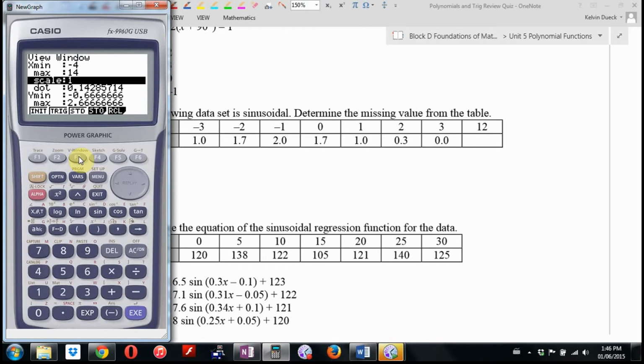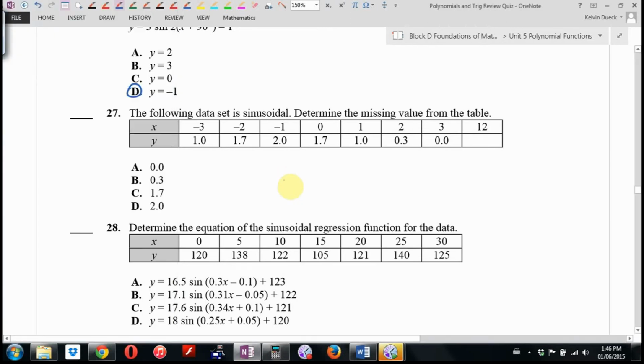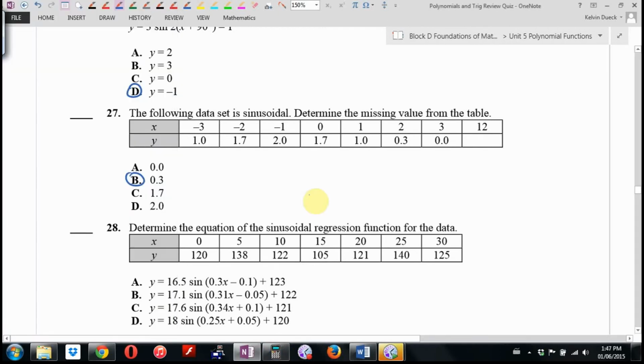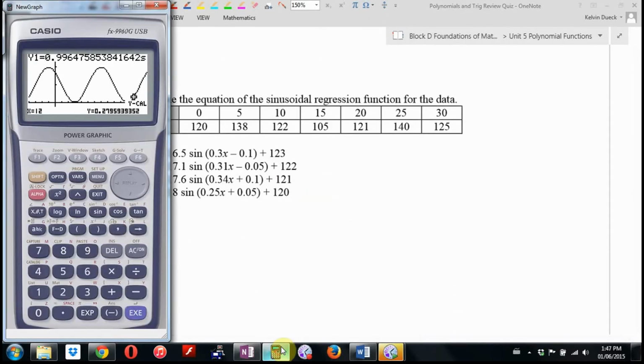I'm going to leave the rest as is. I'm going to hope it works. Let's see. Oh, that looks pretty good. G-solve. A y calculation when x is 12. 0.28? 0.3, I guess. That's a little rough, but okay. Sure, 0.3. Is that right? 27? B? Anybody? You're all focused? Find the equation of the sinusoidal regression for this.